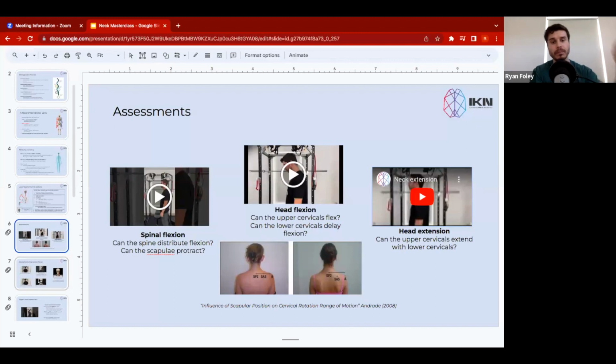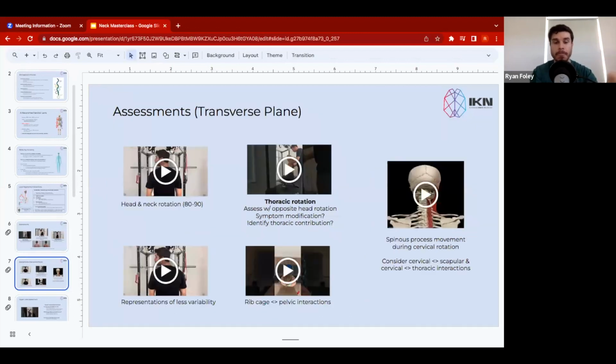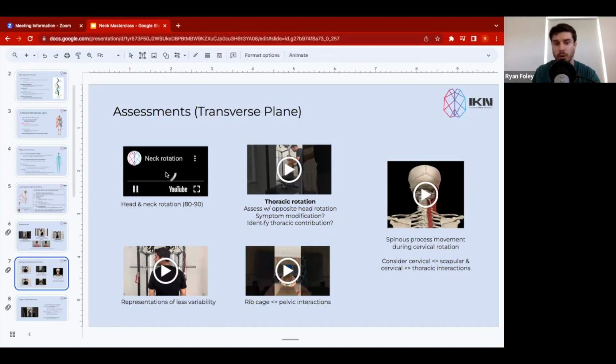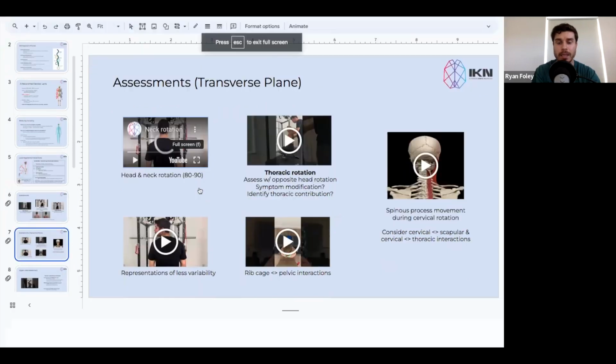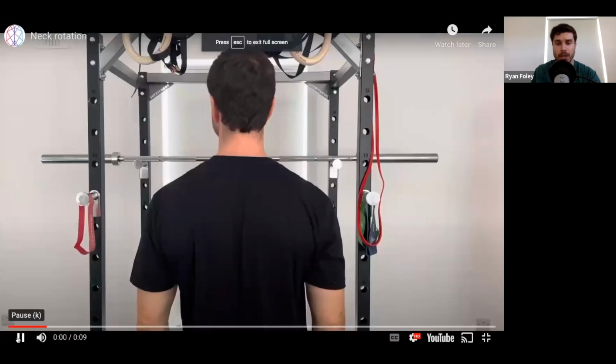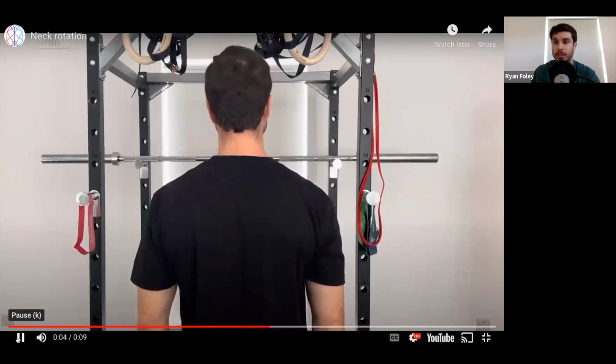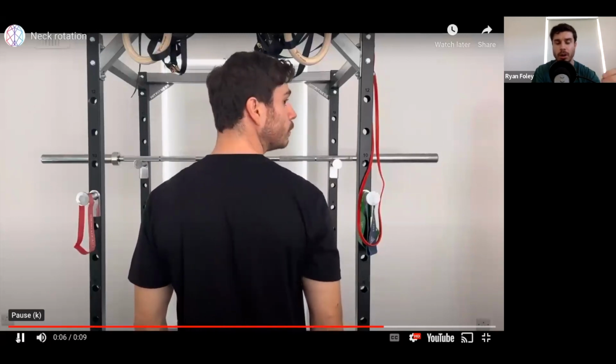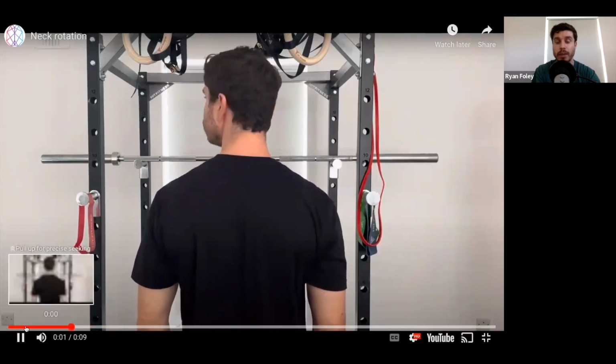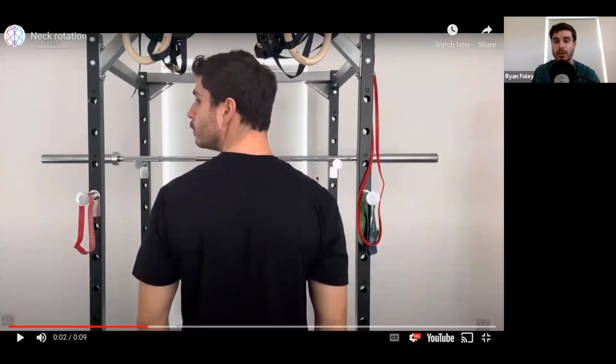Okay. Now let's look at the motion of the cervical spine in the transverse plane. So when we look at head and neck rotation, again, we're looking for between 80 and 90 degrees of rotation. So we're seeing generally, can the client concentrate that rotation through the cervical spine? Or do we see a rotation of the thoracic spine in the same direction? Do we see a change in the behavior of the scapula, for example? Okay.